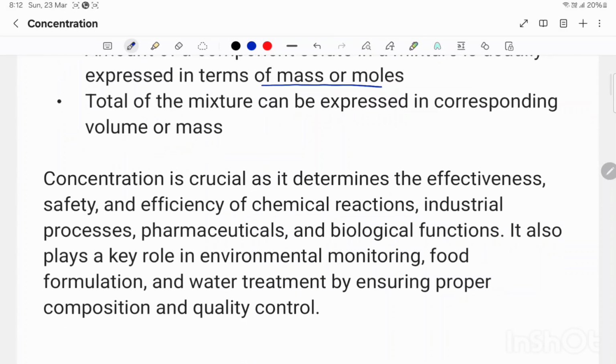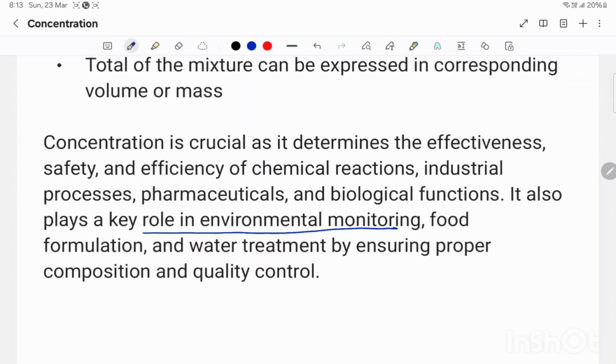Concentration is crucial as it determines the effectiveness, safety, and efficiency of chemical reactions, industrial processes, pharmaceuticals, and biological functions. It also plays a key role in environmental monitoring, food formulation, and water treatment by ensuring proper composition and quality control.